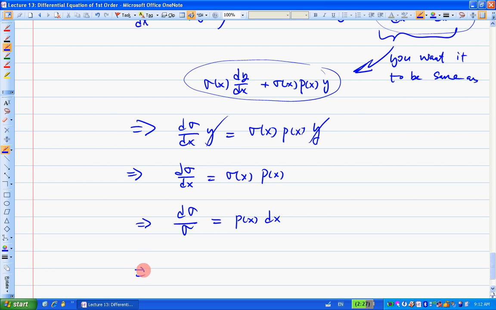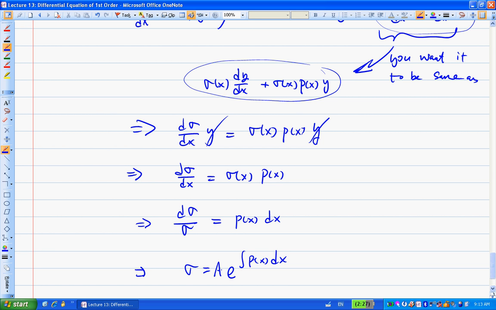So let me write down here. Let's get what sigma is. What's the solution for the sigma? This is very similar to the example there. So sigma equals what? E to the power of the integral of p of x dx. Okay. So you might think, oh, you probably should have a constant A somewhere here, right?